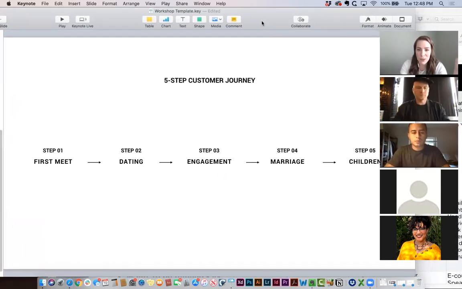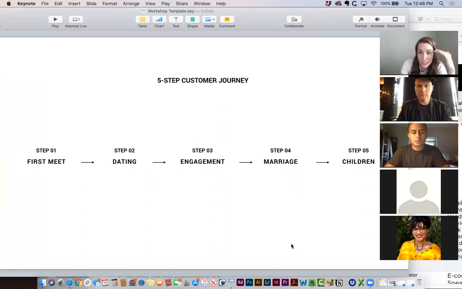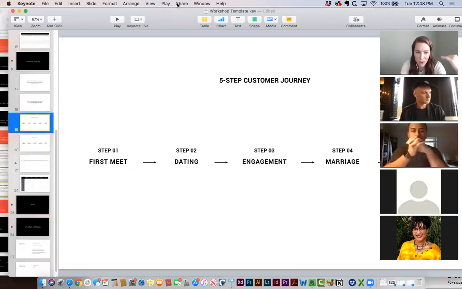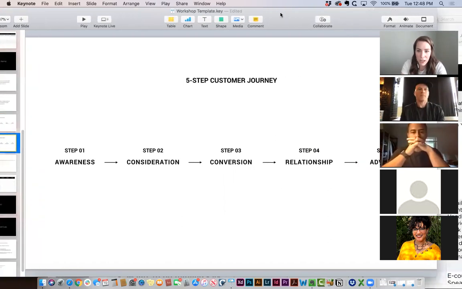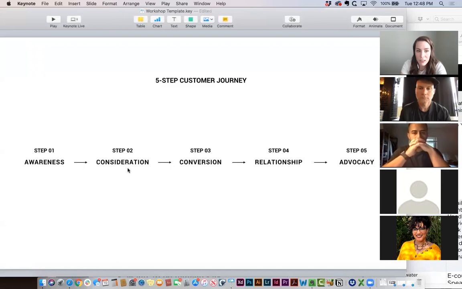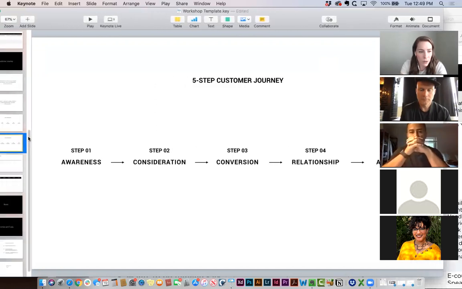The 5 steps. I always go back to matchmaking and relationships, and this is how my brain sees it. Step 1, you first meet. That's awareness. Step 2, you're trying to see if you trust this person. It's like dating. Step 3, engagement. Step 4 is marriage, the relationship. Step 5 is children. It's just how my brain works. So awareness is step 1, consideration is like dating, conversion is engagement or marriage, whatever. Relationship, I see that as marriage. And then advocacy, that's where it multiplies and you want more people coming into the funnel. That's how I explain it to my clients too, and it seems to resonate pretty well.